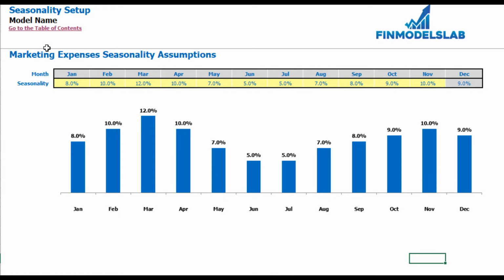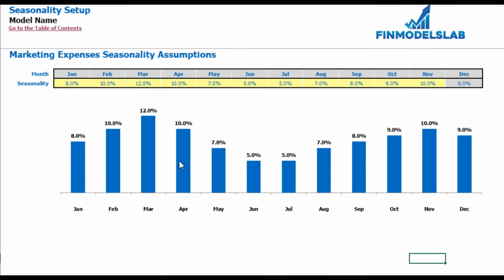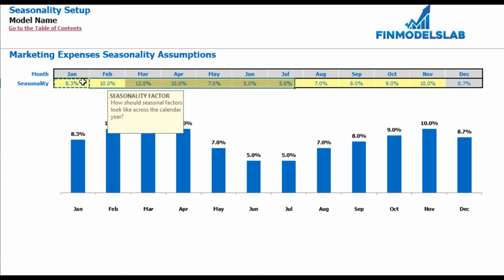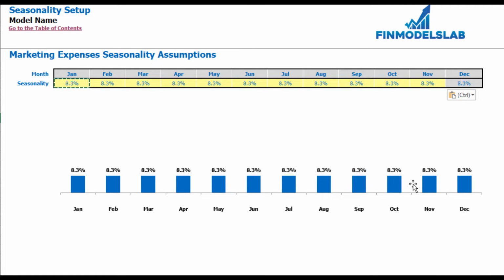On the Seasonality Setup tab, you may allocate your marketing expenses by months within the year. So previously on the dashboard we set up the annual marketing expenses. So this tab will help you to allocate these amounts by months. So if you don't need any seasonality for marketing expenses, you can set up just 1 divided by 12 and copy and paste in all yellow cells. So in this case you have everything flat.